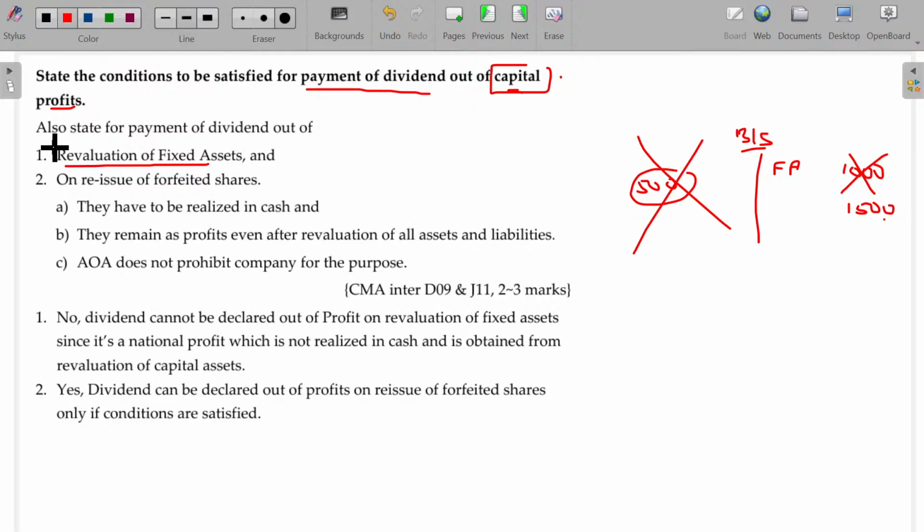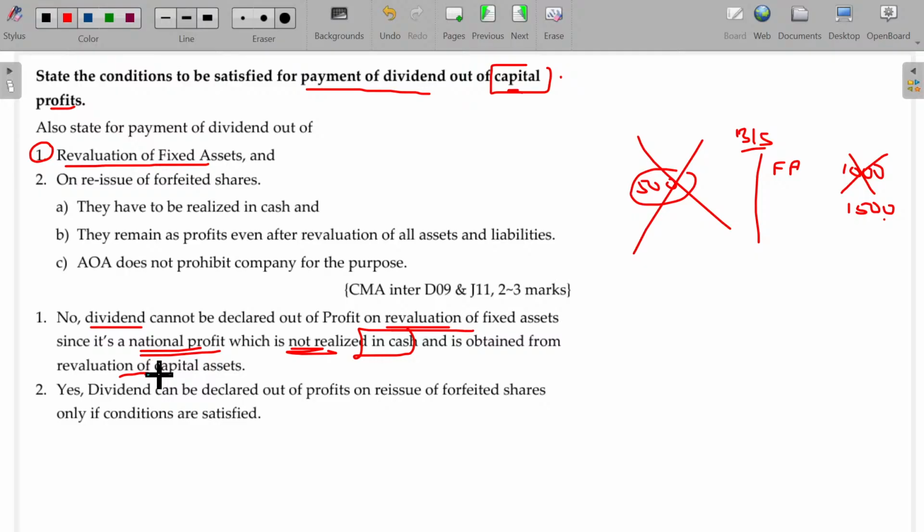Okay, revaluation of fixed assets, and in that case, can the capital profit be given? No, dividend cannot be declared out of the profit on revaluation of fixed assets since it's a notional profit only, which is not realized in cash and is obtained from the revaluation of capital assets only. It's not in the form of cash, so it cannot be used for the dividend distribution.